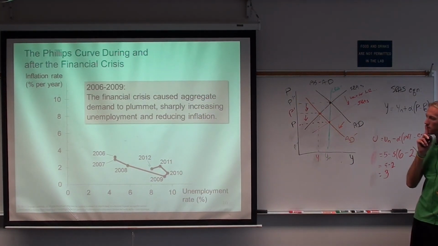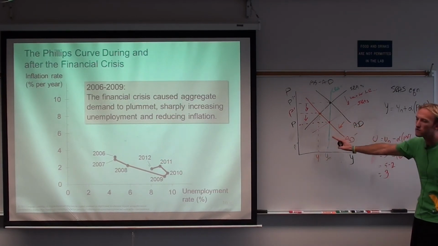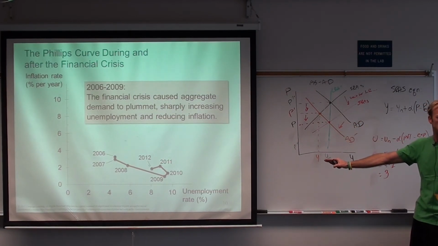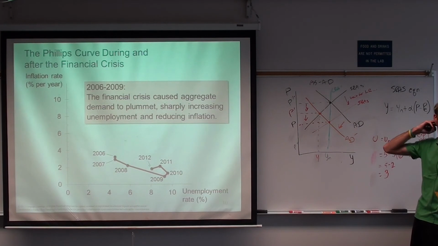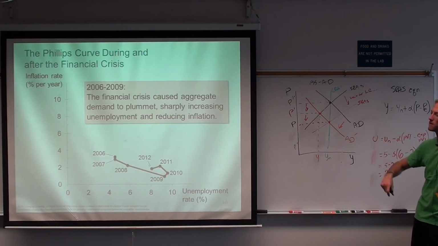How come the inflation rate was not higher even though there was a huge response? It's because the demand curve shifted so low. The aggregate demand curve shifted so far to the left that even though they tried to push it up a bunch, they still weren't able to push it up that much. Does that make sense?